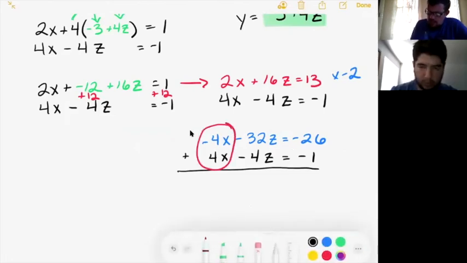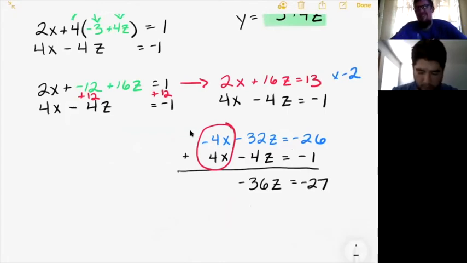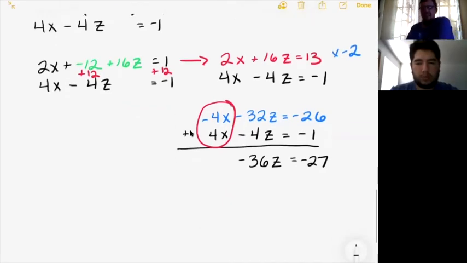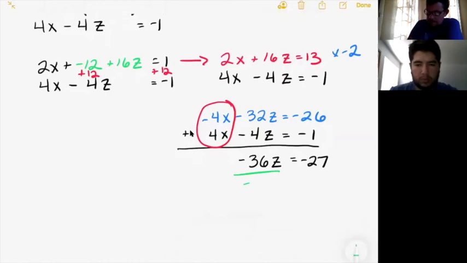So the z's then, it's going to be pretty yucky, negative 36z, and it's going to equal negative 27. Oh, that's awful. We're going to have a fraction. See what you've done. It's all right. We're not afraid of fractions. How do we get z by itself here? Divide negative 27 by negative 36.